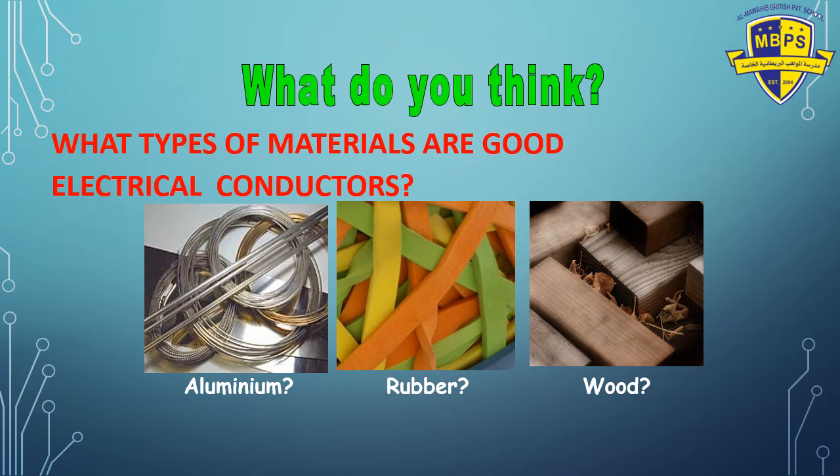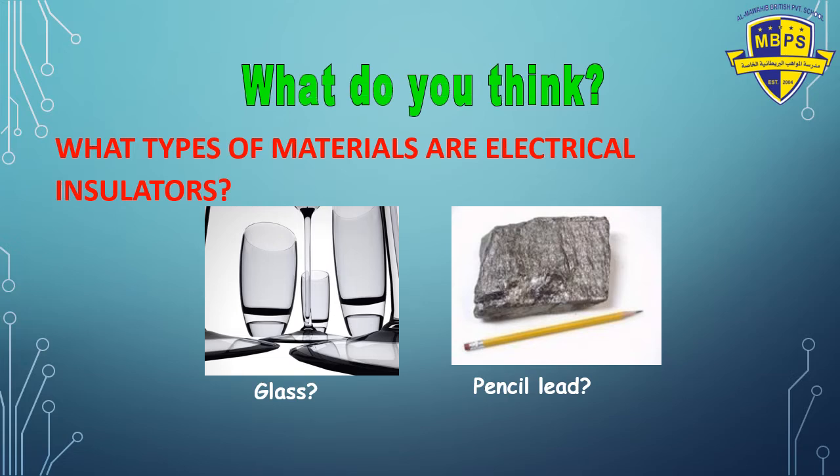What do you think? What types of materials are good conductors? Aluminium, rubber, wood. Think. What do you think here? What type of materials are electrical insulators? That means they will not allow electricity to pass through. Glass, pencil lead.